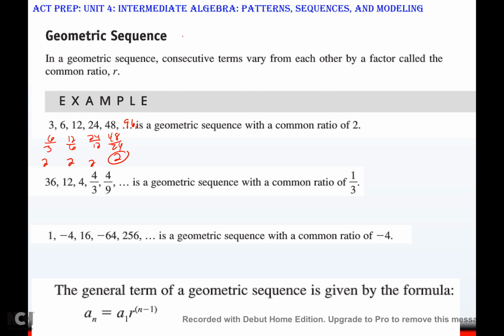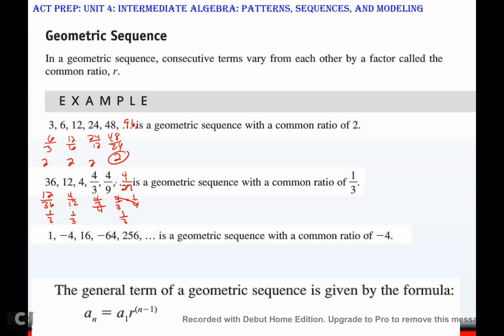Okay? 36, 12, 4, 4/3, 4/9 is a geometric sequence with a common ratio of 1/3. If I divide 12 divided by 36, that's 1/3. 4 divided by 12 is 1/3. 4/3 divided by 4, if you keep, change, flip, is 1/3. So on and so forth. So to get the next one, we'd multiply by 1/3. So my next one would be 4 over 27. And then we'd multiply by a third again and again.